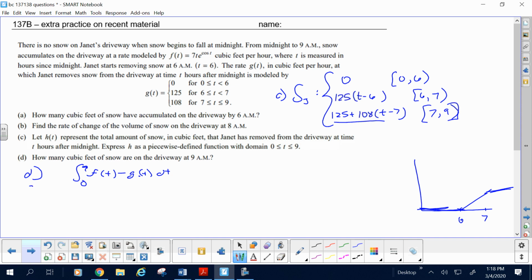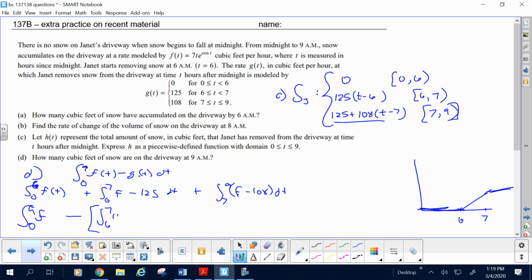So I could do 0 to 6 of f at t, and then 6 to 7 of f minus 125, and then 7 to 9 of f minus 108. That's one way to do it. Some people said, you know what, I just separated them all together, and I said how much snowfall, remove how much snow shoveled, and people then just did something like this. Is that okay? Oops, that should be 125. Does that look okay? Yeah, that's fine.